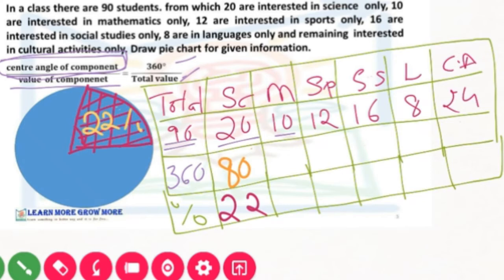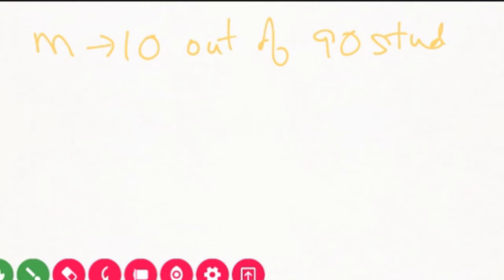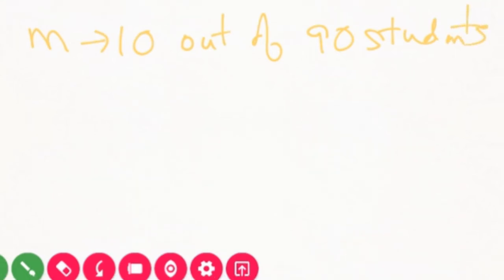In the same way, we will solve for the math students. In the given problem, how many are interested in maths? In maths, there were 10 members interested, out of 90 students. And what is the angle of the circle? The angle of the circle is 360 degrees.